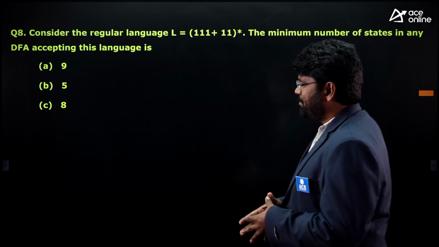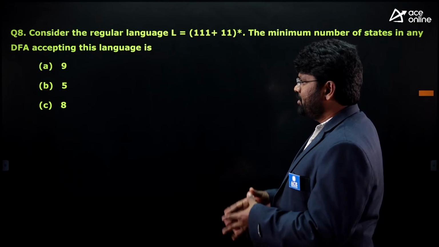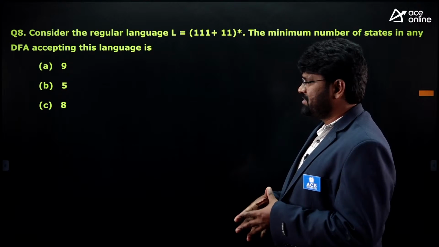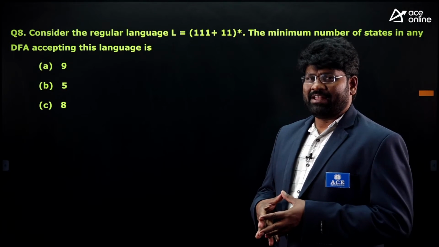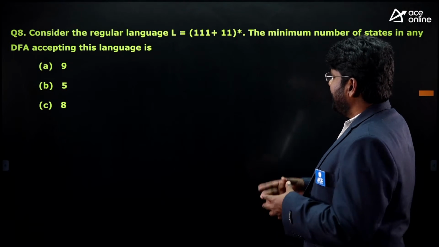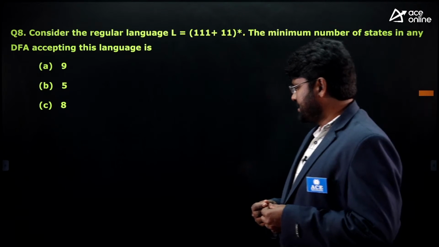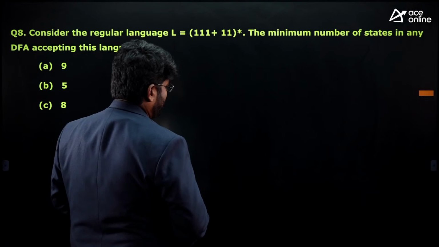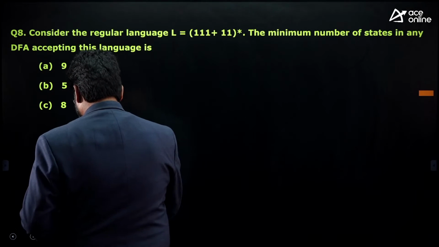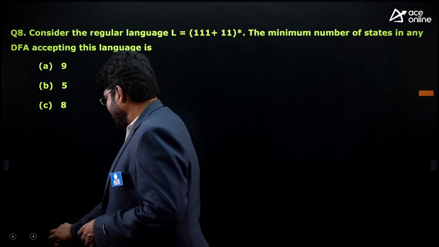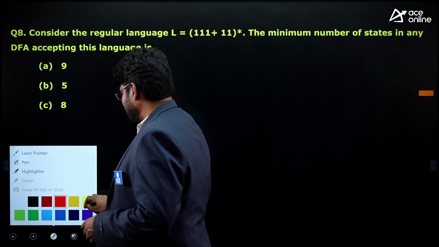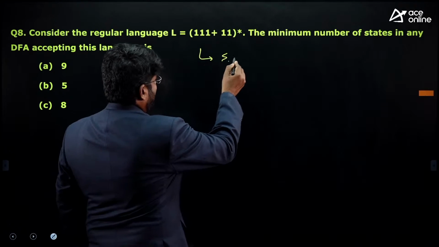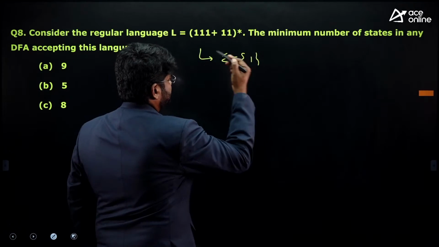We have just 3 options here. Find out what could be the right answer among these 3 options. Is it 9, is it 5, is it 8, or something better than that? When you look at this expression, you will find that the input alphabet for this problem is very simple. You don't have multiple symbols here. We have only one input alphabet symbol, sigma equal to {1}.